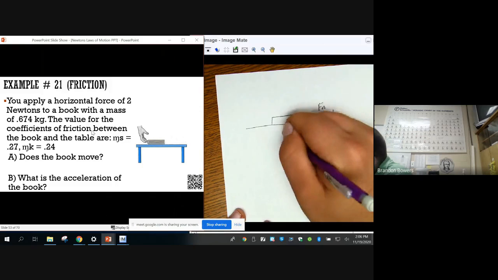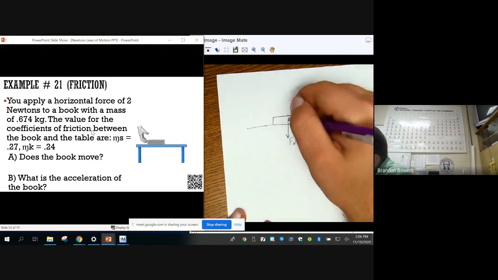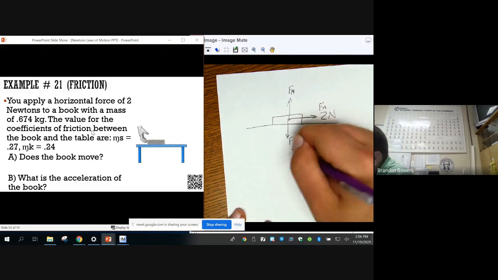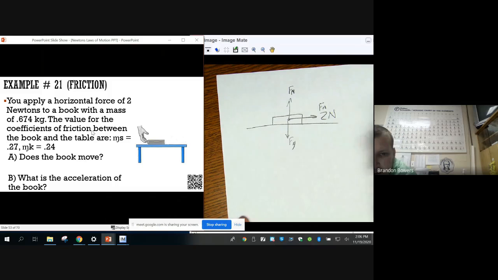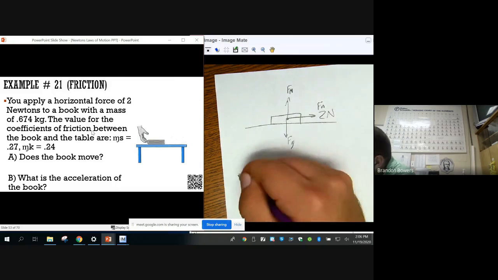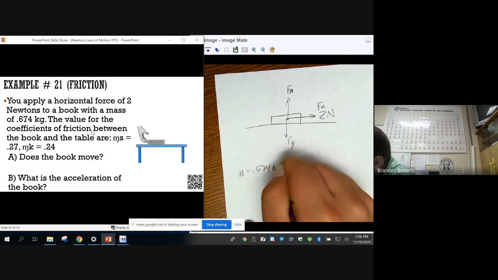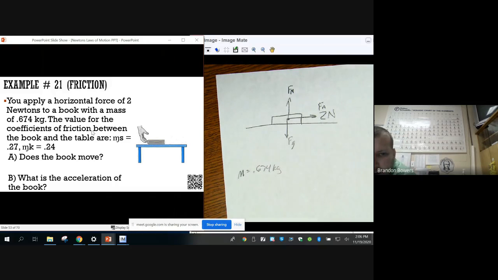Okay, I have my force normal and force gravity, but they're going to be the same. Okay, so let's see, the mass of the book, so mass is equal to 0.674 kilograms. All right, the coefficients of friction between the book and the table are MS and MK.